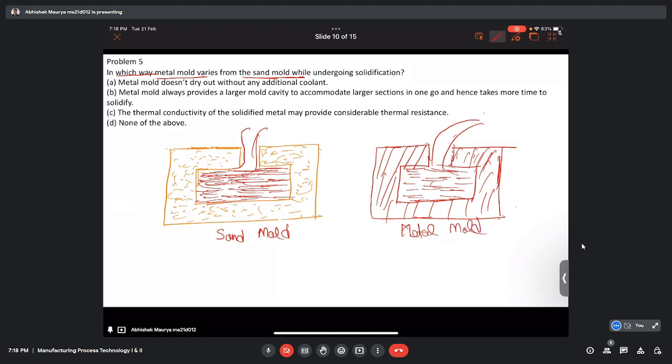So with respect to solidification, what are the fundamental differences? One thing is that it is made up of sand, and here it is made up of metal. And we know metals are very good conductors. So metal means good conductor.